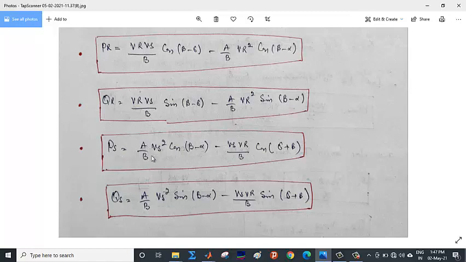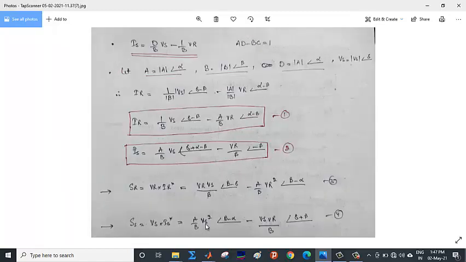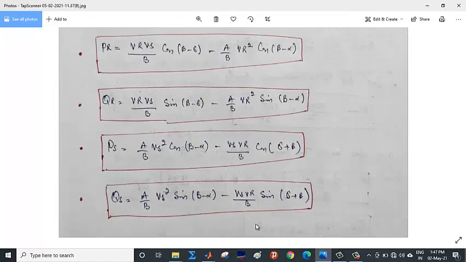PS will be equal to A by B Vs square cos of beta minus alpha minus Vs VR by B cos of delta plus beta. This is the real part of the SS. The imaginary part of this will be equal to Qs, that is A by B Vs square sine of beta minus alpha minus Vs VR by B sine of delta plus beta. So these are actually four quantities, two at the receiving end, two at the sending end.